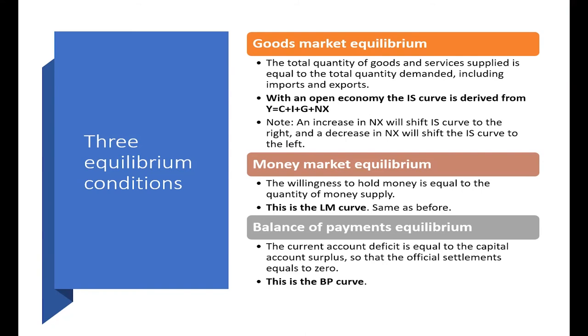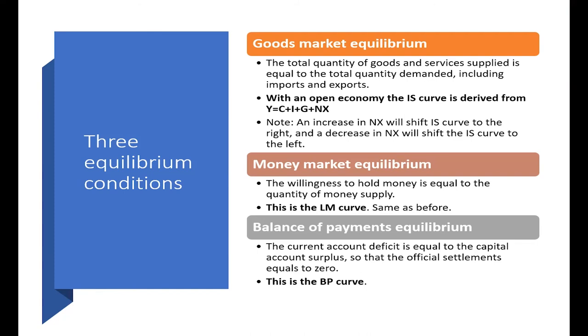Right? So Y is equal to C plus I plus G plus NX, the balance in the current account. Okay, so that is now an open economy derivation of the IS curve. That's where the IS curve comes from in an open economy. And if you think about it, when you have an increase in NX, the IS curve will shift to the right.